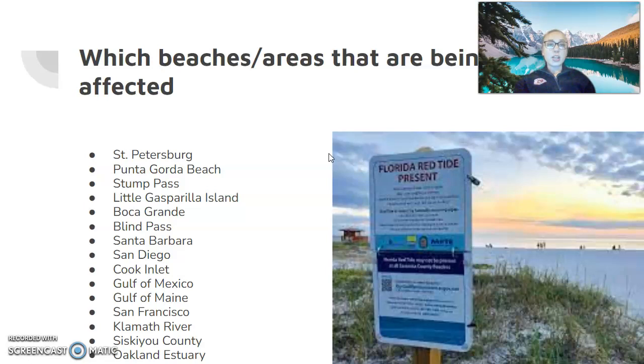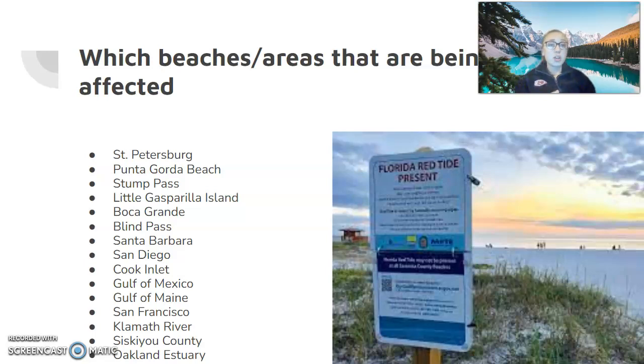So which beaches or areas are being affected by brevetoxin? St. Petersburg, Punta Gorda Beach, Stump Pass, Little Gasparilla Island, Boca Grande, Blind Pass, Santa Barbara, San Diego, Cook Inlet, Gulf of Mexico, Gulf of Maine, San Francisco, Klamath River, Siskiyou County, Oakland Estuary are just a few places that are being affected. There are so many more that I could have listed that are all over the world, and that would have just taken up so many slides, but this is just to give you an idea of what's happening near the U.S.